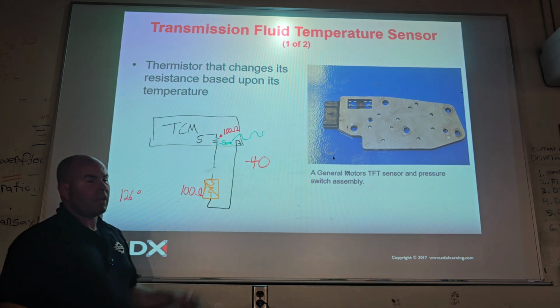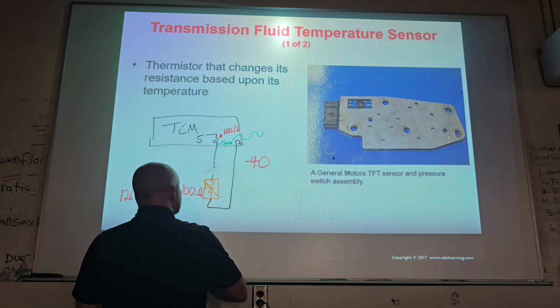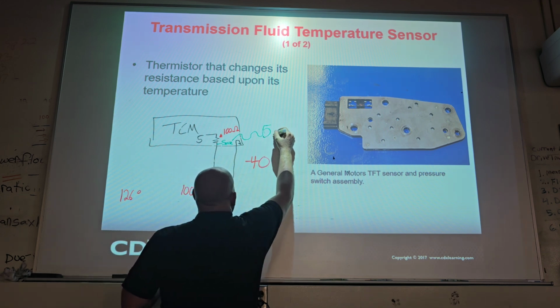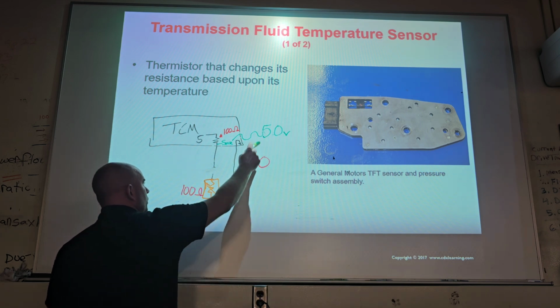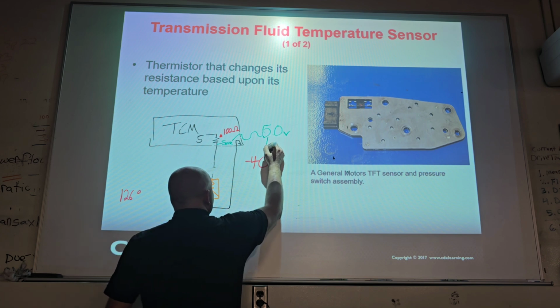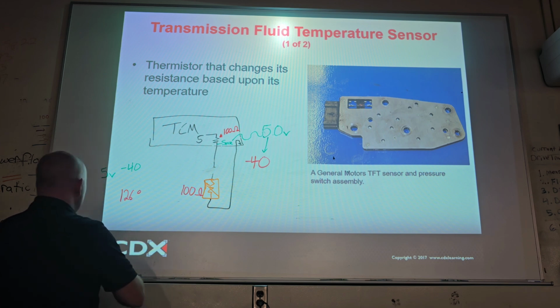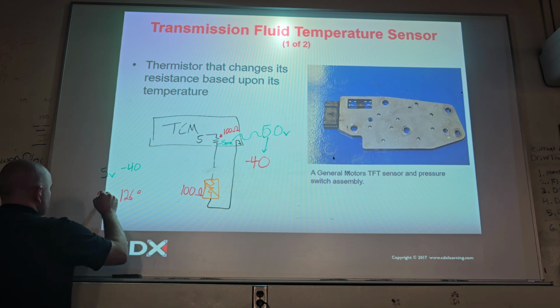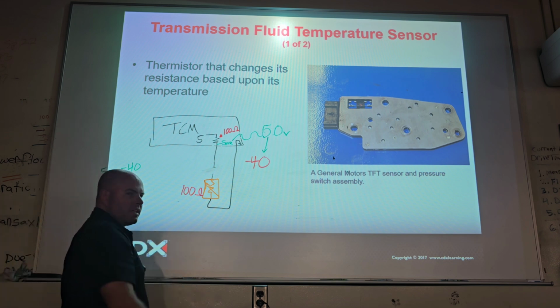It goes right by. So if your sense wire reads 5 volts, it automatically knows it's an open and it will read -40. Cool? 5 volts is -40. .5 volts is 126. Cool, you picking up what I'm putting down? Kind of, sort of?